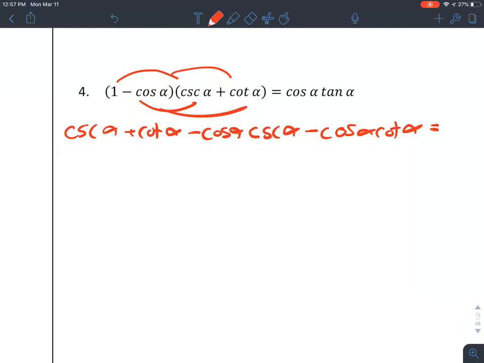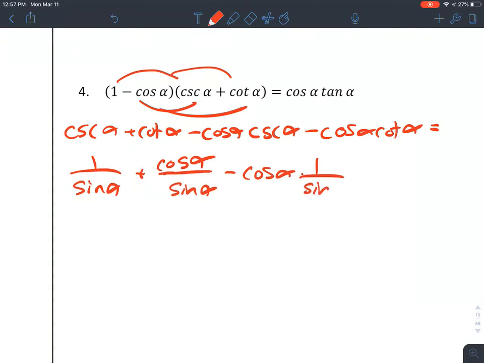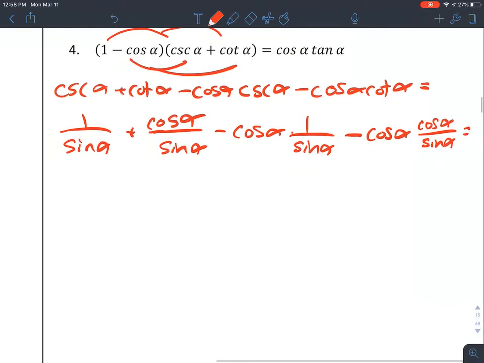I'm going to then change everything in terms of sine and cosine and see what good things happen. Cosecant of alpha is 1 over sine of alpha. Cotangent of alpha is cosine of alpha over sine of alpha. Cosine of alpha is already in terms of cosine. Cosecant would be 1 over sine of alpha. Cotangent, we're going to write it as cosine of alpha over sine of alpha. Each of these fractions have sine on the bottom, so they already have common denominators.